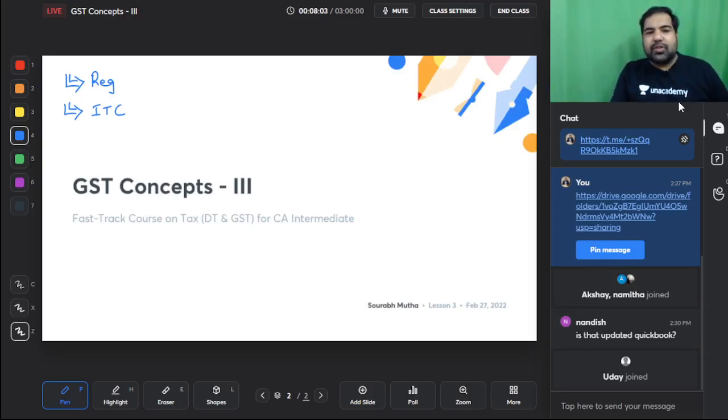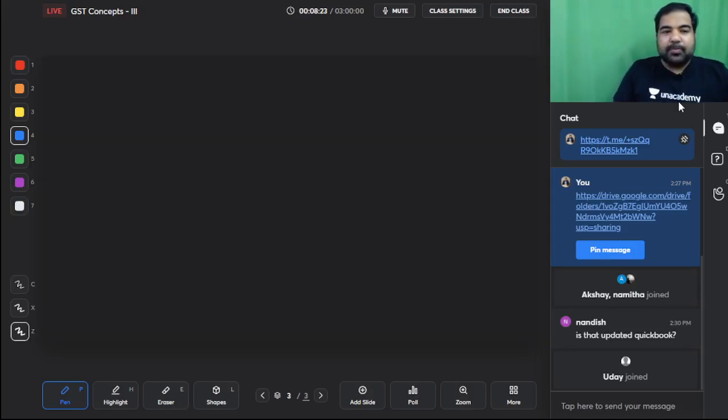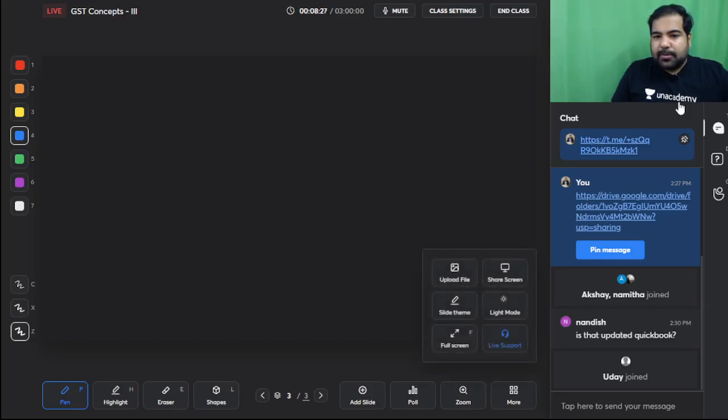Alright, so that is registration and ITC, which is on the cards today. And of course, like every day, we will squeeze in some exemptions as well. Let's start off only with an exemption so we don't have to squeeze it in. So guys, let's start off with one exemption and then we'll come back to registration chapter and then ITC chapter.